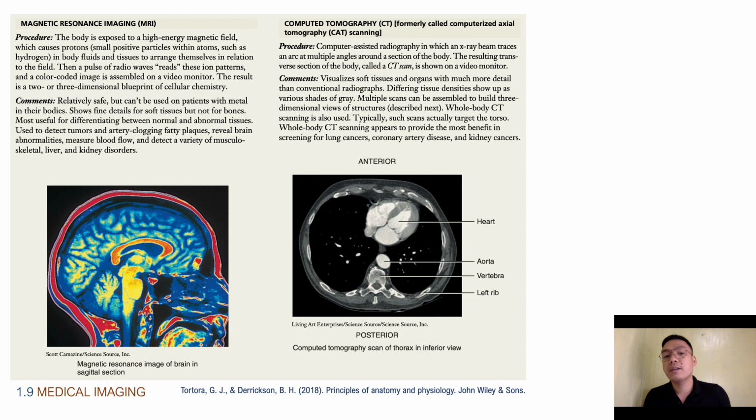Some of the comments here: it visualizes soft tissues and organs with much more detail than conventional radiographs. Very soft tissues, okay, with differing tissue densities. It shows various shades of gray. It could also be assembled to build a 3D view of structures. A whole body CT scan is used, and typically such scans actually target your torso.